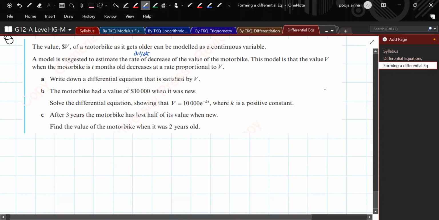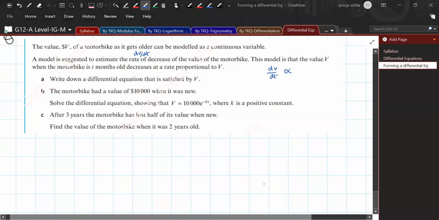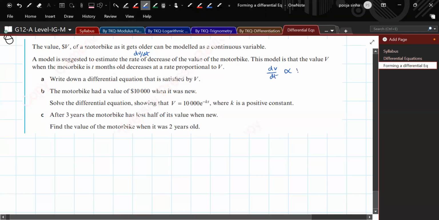Okay. And this model is that the value V when the motorbike is t months old decreases at a rate proportional to V. What does proportional mean? Is that directly? When it doesn't mention directly, it may mention directly or it will not say anything at all. Proportional बोलेगा, ठीक है? So this is directly proportional to V. Inversely के लिए आप 1 upon करते हो, तो directly के तो straight away हो गया. That's how it is going to be, right?